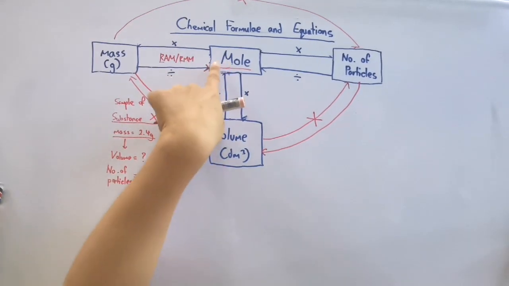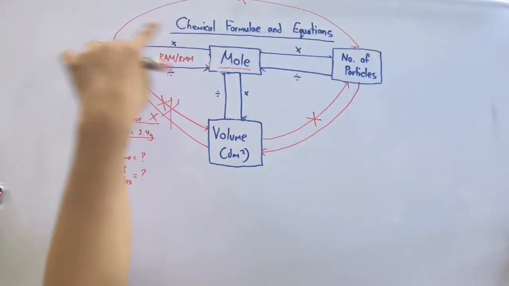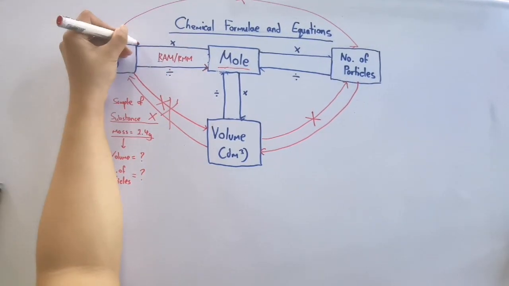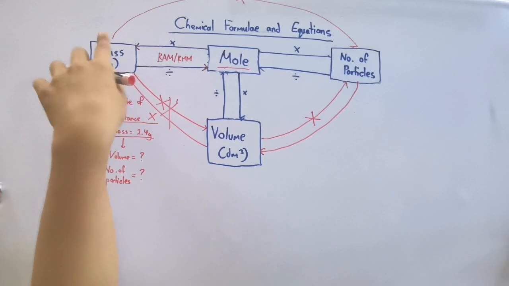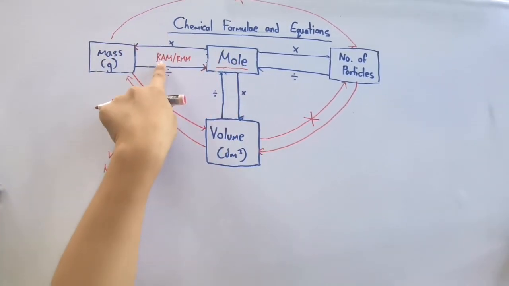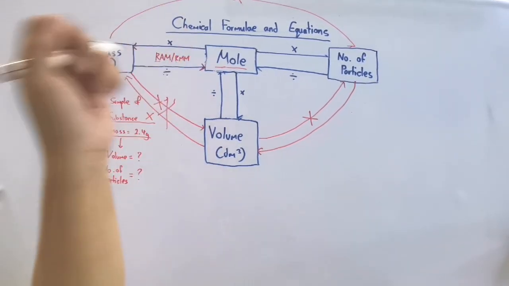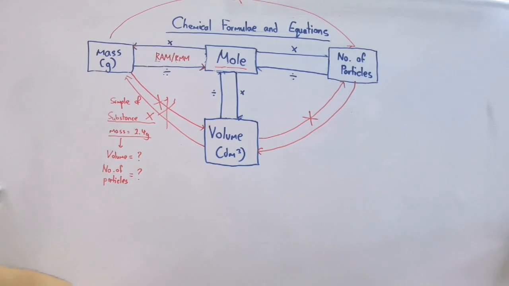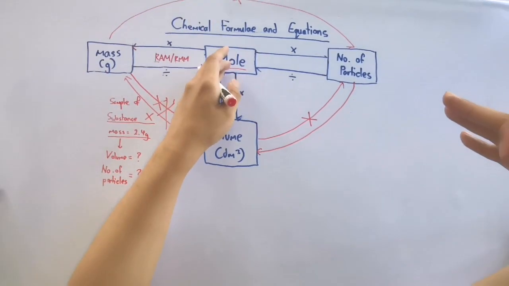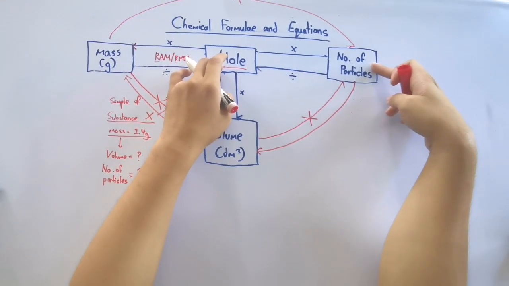Now, similarly, if you have the mole of a substance and you want to calculate its mass, you just have to multiply with the relative atomic mass or relative molecular mass. So we have a flow that we can go here. Mass to mole, divide by RAM, RMM. Mole to mass, times RAM, RMM. Simple. All right. Now, what if we have the mole of a substance and we want to find the number of particles of a substance?